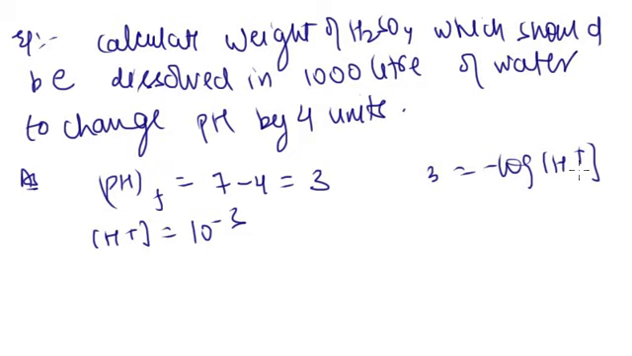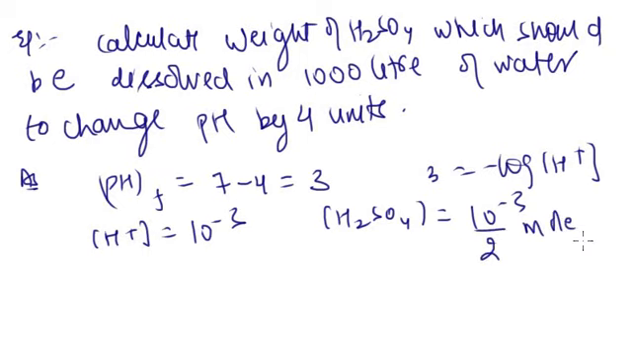If we go by the basic definition of pH, H plus comes out to be 10 to the power minus 3. So the concentration of H2SO4 is 10 to the power minus 3 by 2 mole per liter, right? Because we know 1 mole of H2SO4 will give 2 moles of H plus. So if we are getting that much H plus, it will be 10 to the power minus 3 by 2 moles of H2SO4.